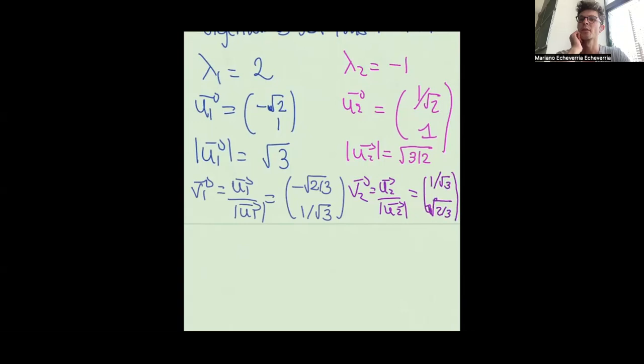And the point is that they continue to be mutually perpendicular because you just rescale them. Rescaling the vectors won't change the angle between them, and then they will be of length one. Is that making sense? Any questions about this?